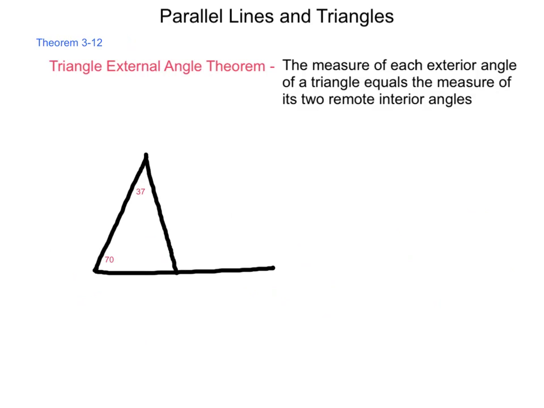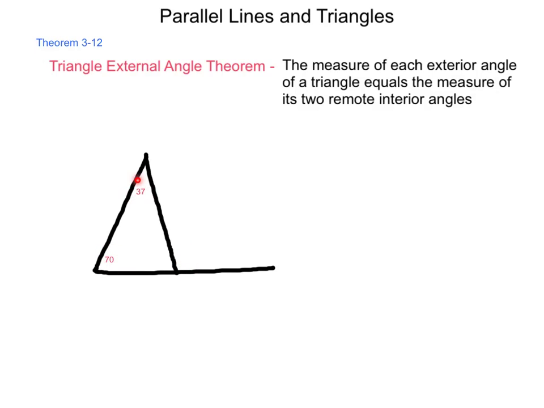And what this means for us is that we have interior angles located inside of the triangle and exterior angles which are formed when one part of the triangle is extended out. Remote angles are those that are distant from. So for here, remote angles are here and here.